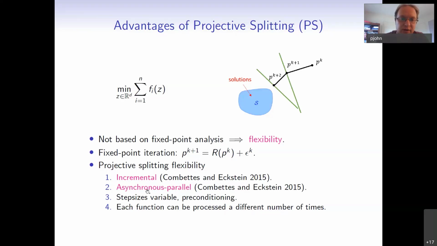A couple of other nice things, the step sizes can all change. You can use preconditioning. A lot of things are pretty easy to get, which are arguably more difficult in fixed point methods. So you don't have to process each function the same number of times. You can actually process one function many more times than any other function if that's more convenient. This is quite difficult to get in the fixed point methods, I would say. Although it might be possible, I'm not sure.